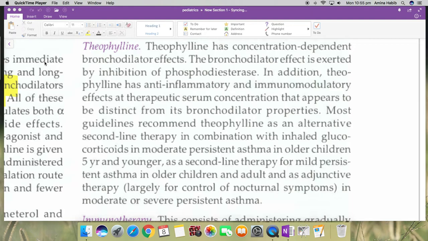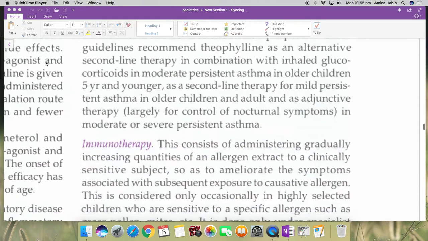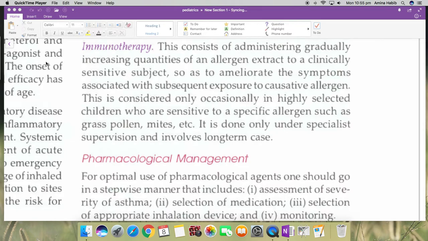Now, talking of the next one, immunotherapy. We discussed theophylline. Now, immunotherapy consists of administering gradually increasing quantities of an allergen to a sensitized subject in order to help with the symptoms, so that whenever in future the person is exposed to the same antigen, the body will not react in a very overwhelming way. So it's a sort of desensitization. But this is possible in very selected cases where we know very exactly that this is the particular antigen, and it needs a specialist doctor.